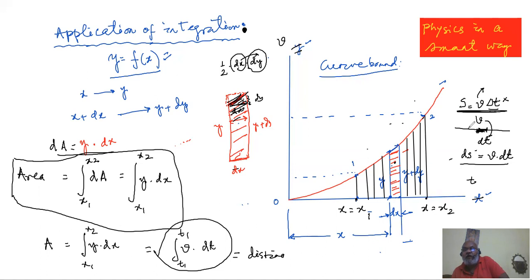So if we divide the entire stretch or entire distance into small stretches like ds1, ds2, ds3, ds4, ds5, like that, up to the last stretch, ds1 will be the corresponding velocity into dt1, ds2 will be the corresponding velocity into dt2. So adding all those ds, we know the total distance comes out, and that is nothing but the integration of v dt.